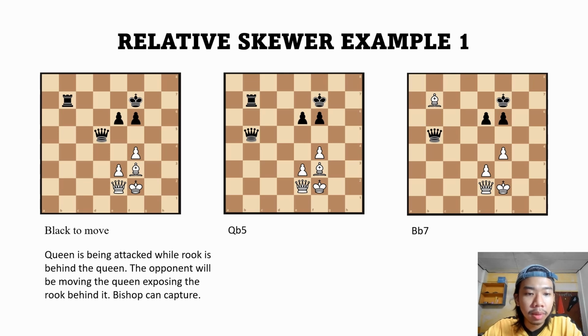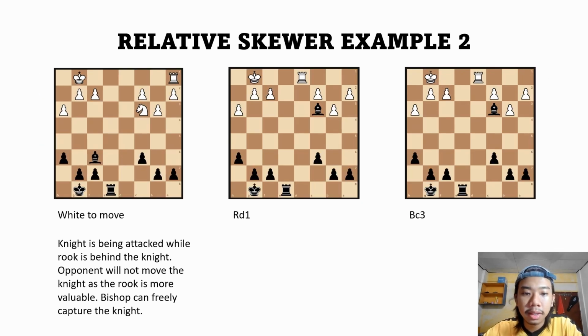This is the first example of a relative skewer. As you can see on the board, the white bishop is in line with the black queen and the black rook. So the queen is being attacked while the rook is behind the queen. The opponent will be moving the queen to avoid it being captured, but exposing the rook behind it. Therefore, the bishop can capture the rook freely.